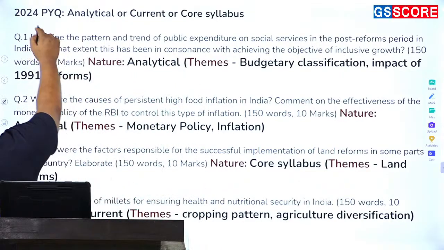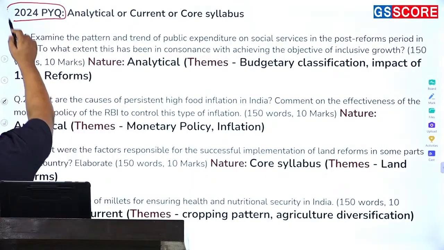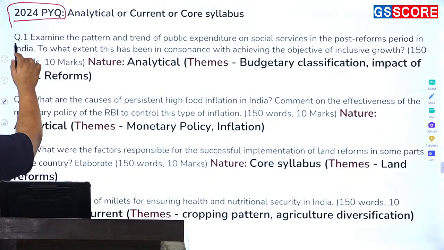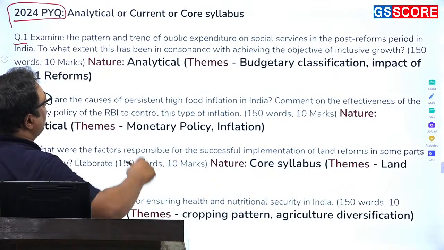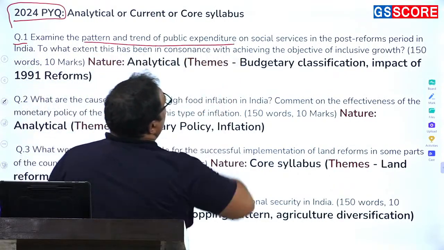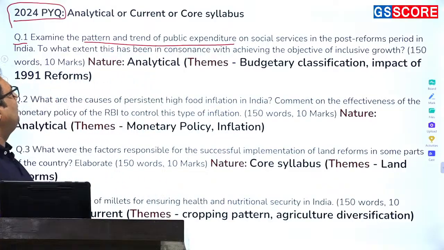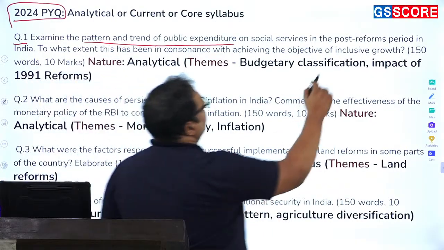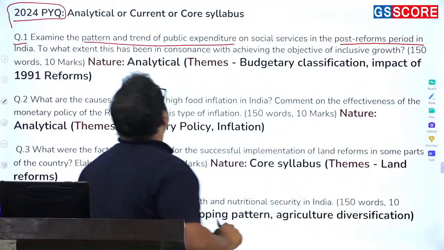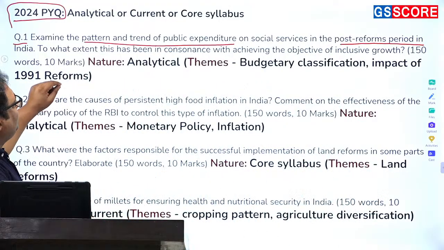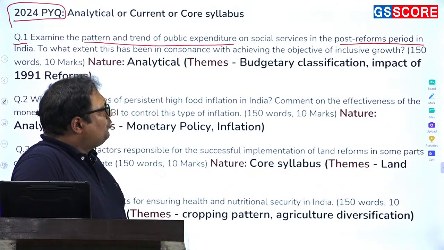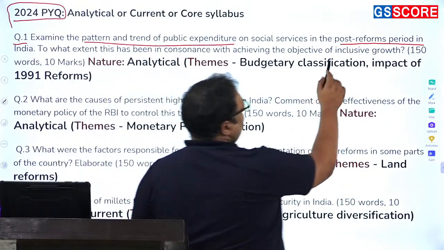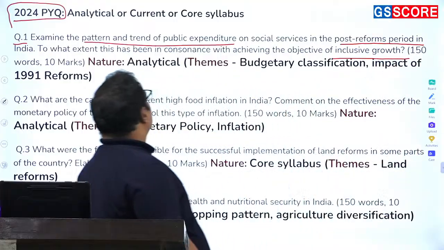So the 2024 paper we are now looking at. The question number 1 that was asked last year is, examine the pattern and trend of public expenditure and social services in the post-reform periods in India. To what extent has this been in consonance with achieving the objectives of inclusive growth? Okay.